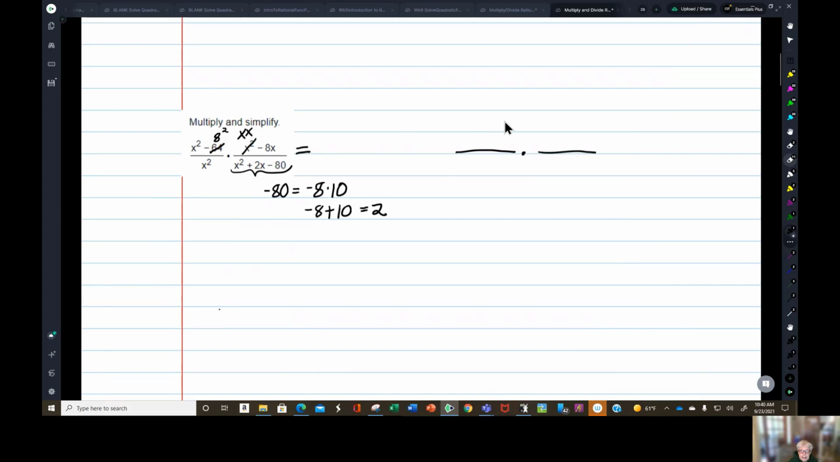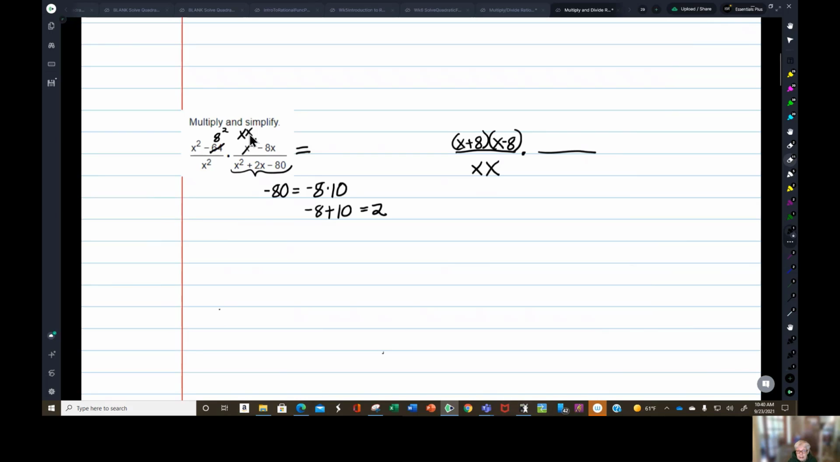X squared minus 8 squared is x plus 8 times x minus 8. X squared, shoot, that's easy. I mean, it's short, right? It's just x times x, so I'm going to write it that way. It's not like it's 9 or 10 x's.